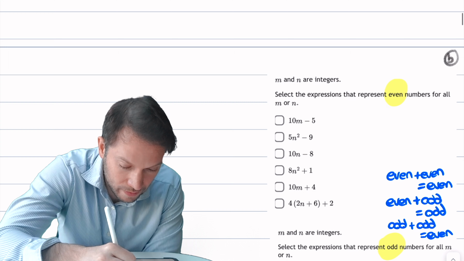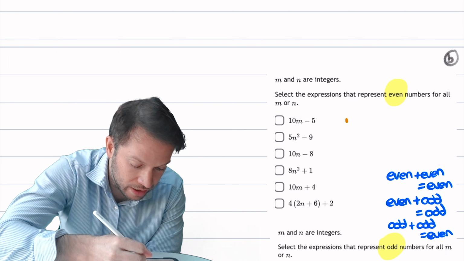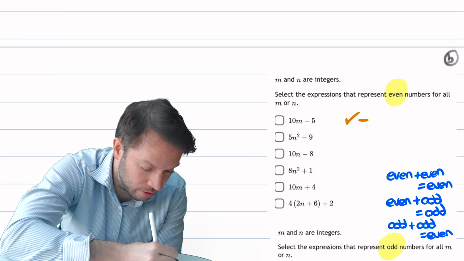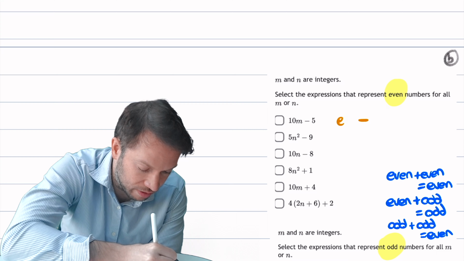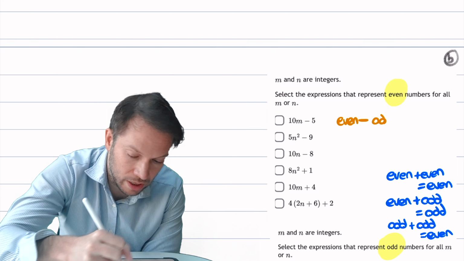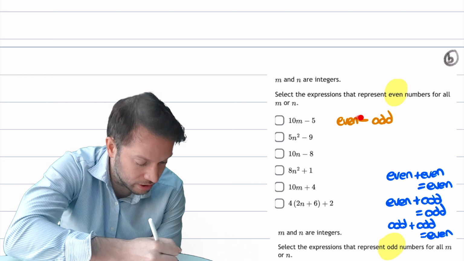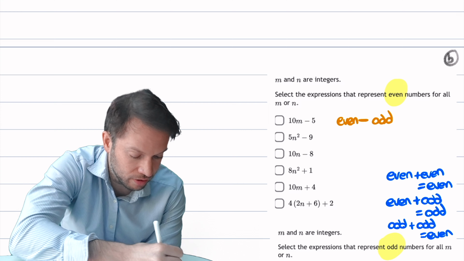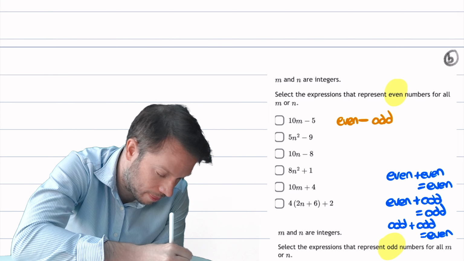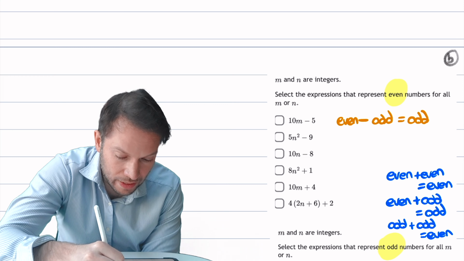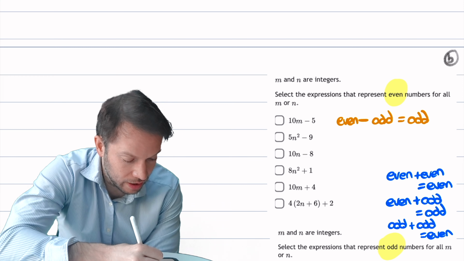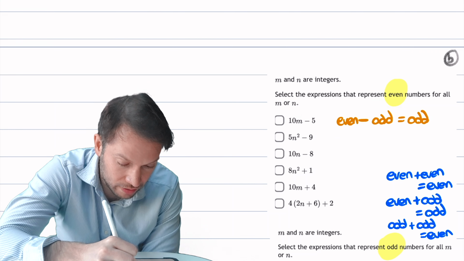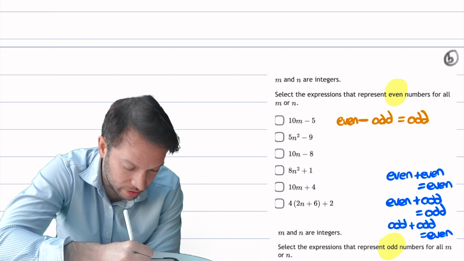So the 10m is even, but we're subtracting 5, which is an odd number. So we have even, and we're subtracting an odd number. Now, even minus odd is the same as even plus odd, in terms of whether you get an even or an odd result. So it's going to be odd. Therefore, this can't be guaranteed to be even, because it's going to be odd. So that's going to be a cross.